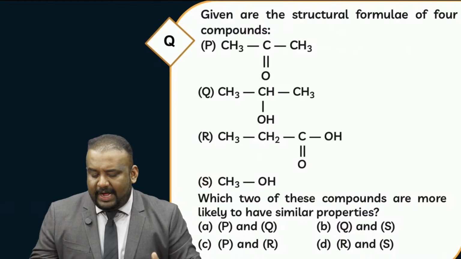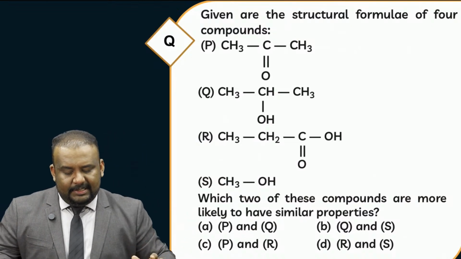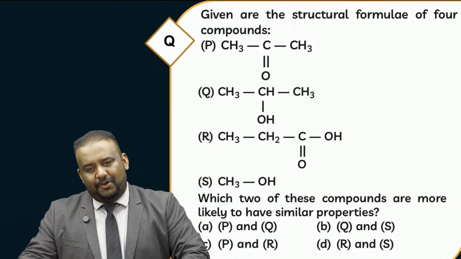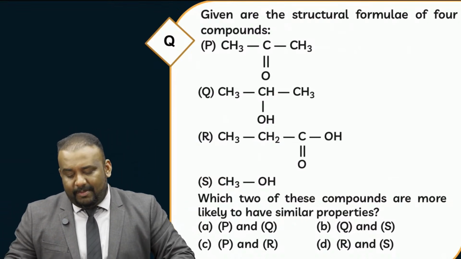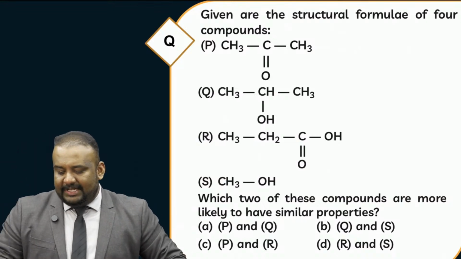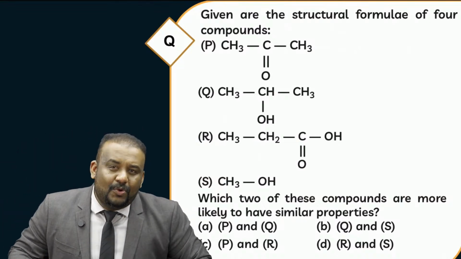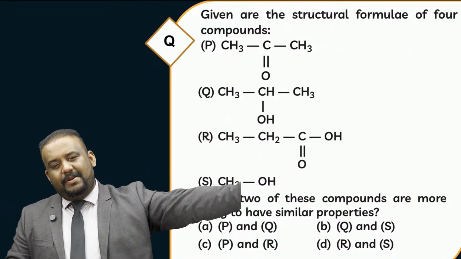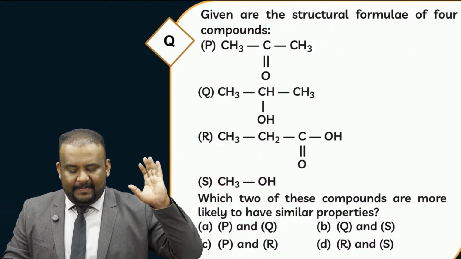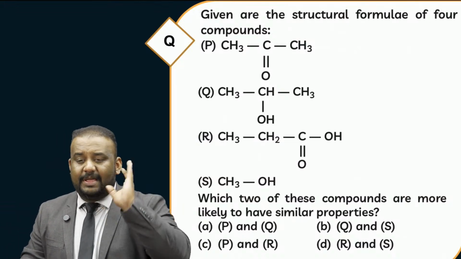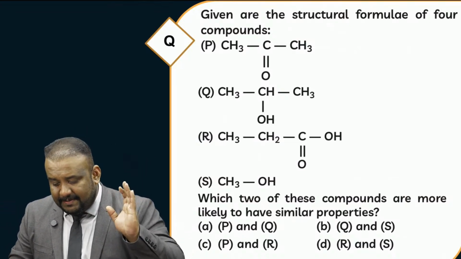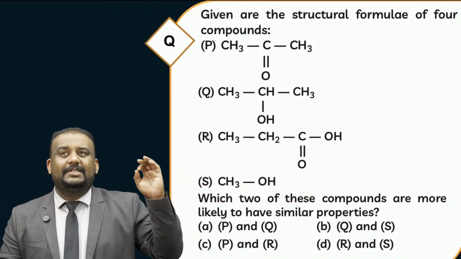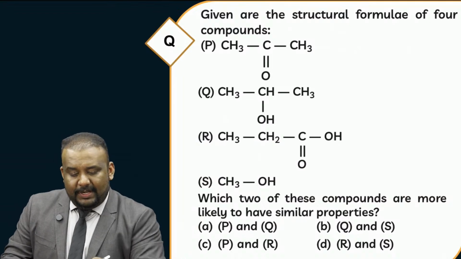The ones which have similar properties will be the ones which have the same functional group, right? You studied that, homologous series. Homologous series of compounds are those compounds in which the number of carbon atoms may be different, but the functional group is the same. And the functional group is the one which decides the chemical properties. Correct? So this has to be answered based on that.